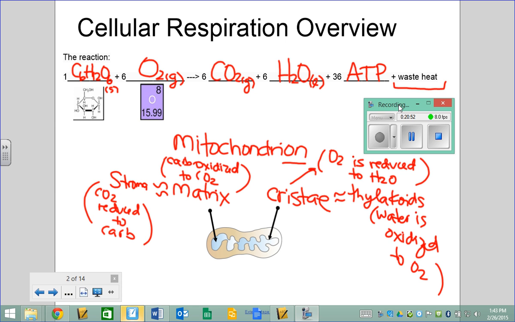So just like I made you look at in your textbook there, how oxidation and reduction are still happening, just in the opposite order, the matrix is doing the opposite of what the stroma does, and the cristae is doing the opposite of what the thylakoids do. And conveniently, cristae and thylakoids are both wavy membranes. Stroma and matrix are both the fluid space around them. Now, does anyone have any questions they'd like to ask about oxidation, reduction, parts of a mitochondrion, maybe part of the cell respiration reaction that you're not sure about?